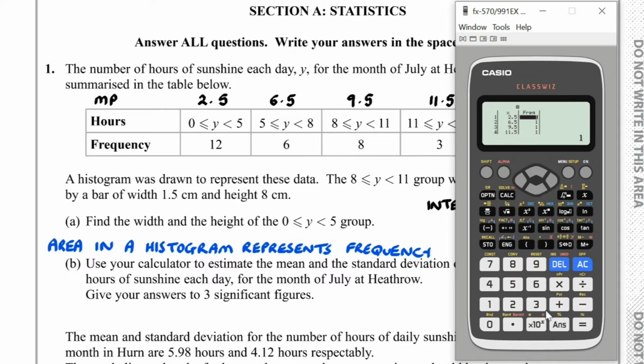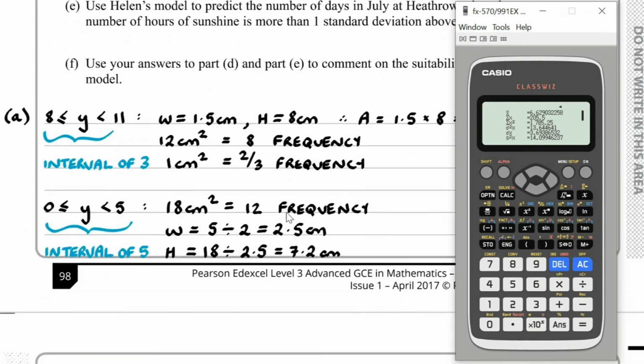For the frequencies, we've got 12, 6, 8, 3, and 2. Then press options, then one variable calc. Our calculator calculates for us the mean and the standard deviation.